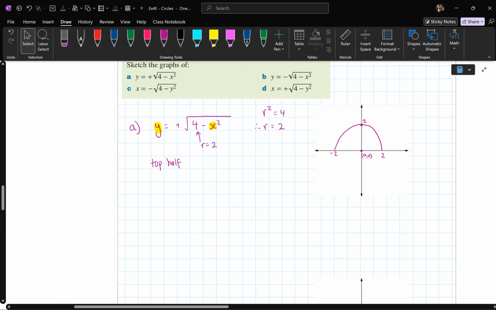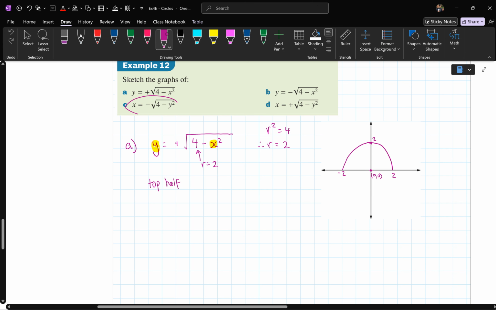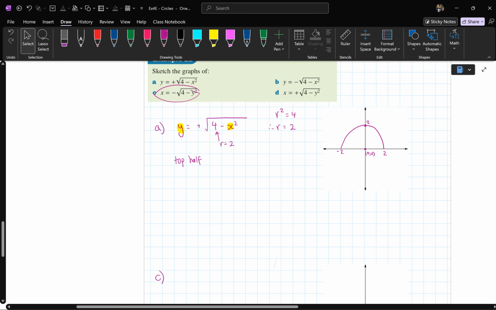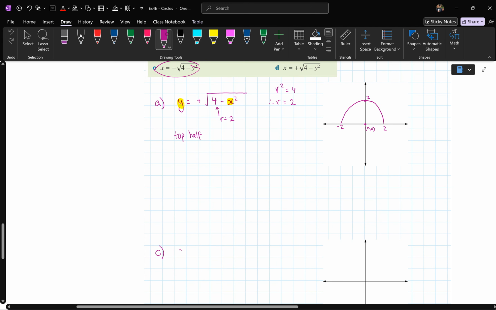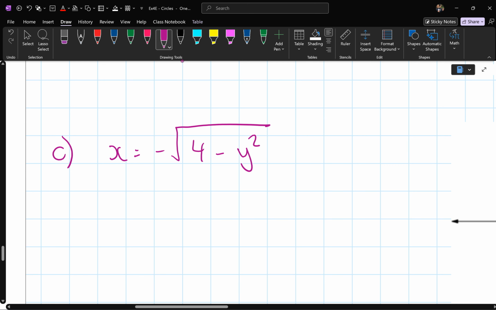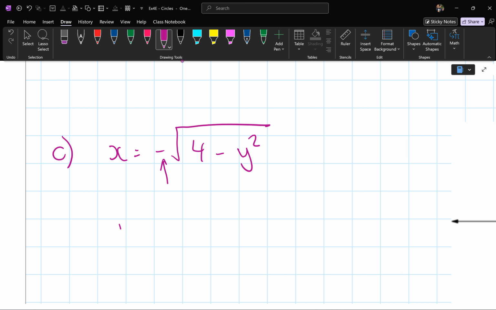And if we were to do, let's pick one with the x. So let's do C. So if I did C, C says negative x is equal to negative root of 4 minus y squared. So right there, I know this is a semicircle. Note that because it starts with x, it's either the left half or the right half. And because it's a negative, it has to be the left half. Again, this is telling me the radius. So radius is equal to 2.